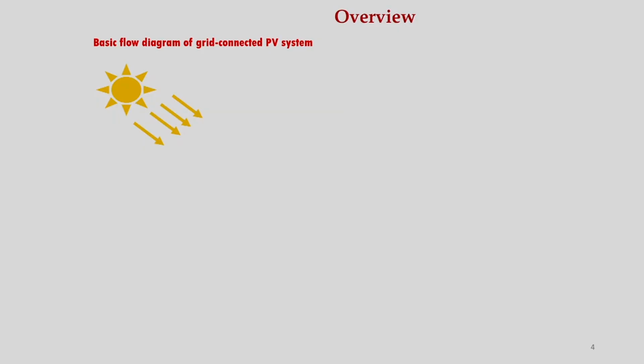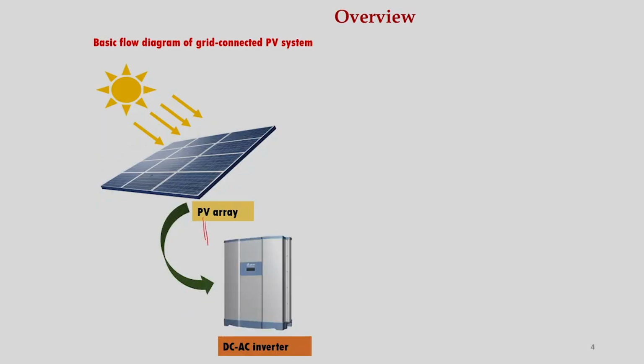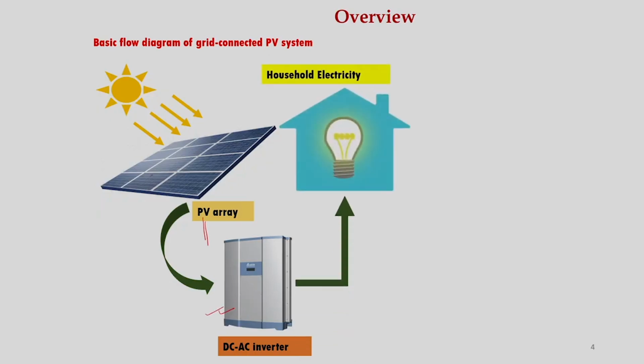Now, see the basic flow diagram of a grid connected PV system. We have the sun, so electromagnetic radiation will come and strike the PV surface and then we can generate DC current, right. Then that has to be converted to alternating current by using an inverter.